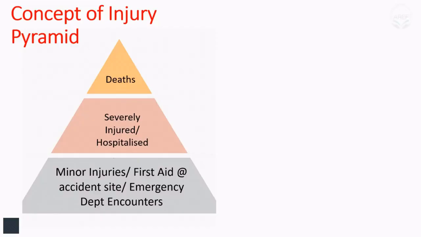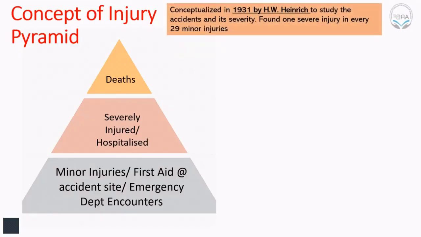Now, this was conceptualized in 1931 by H.W. Heinrich when he was studying accidents and their severity. And he found that there is one severe injury in every 29 minor injuries. So when we study the injury data in a given period of time, as per H.W. Heinrich, 29 minor injuries happen for one severe injury.